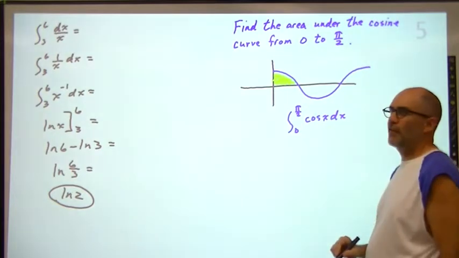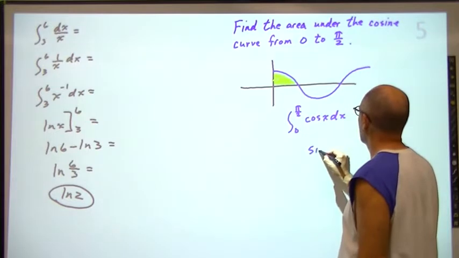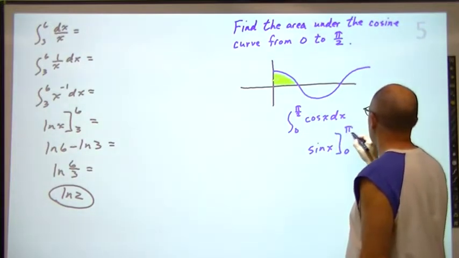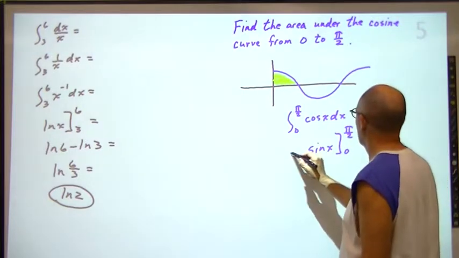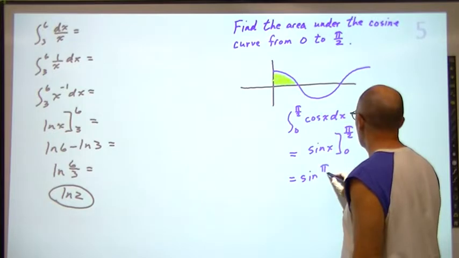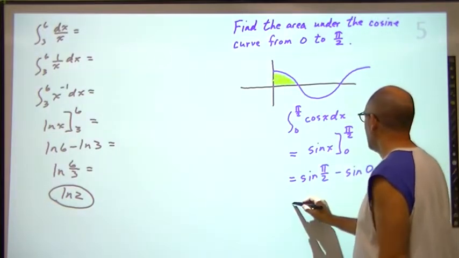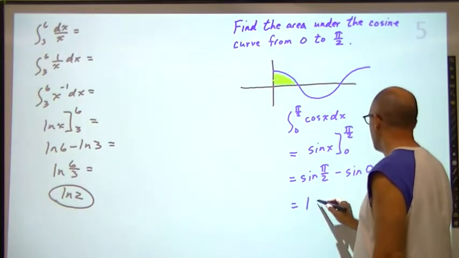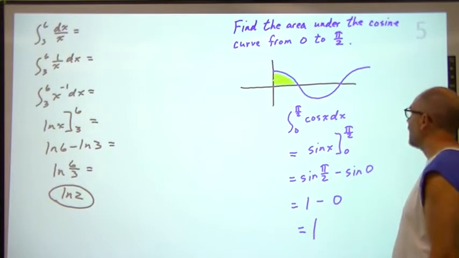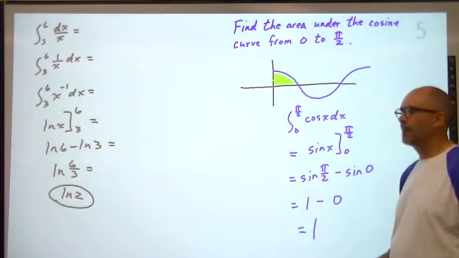The antiderivative of cosine x, or the integral of cosine x, is sine x from 0 to pi over 2. And so this equals sine of pi over 2 minus sine of 0. And sine of pi over 2 is 1. Sine of 0 is 0. So we just found out that area equals 1. That's kind of handy.